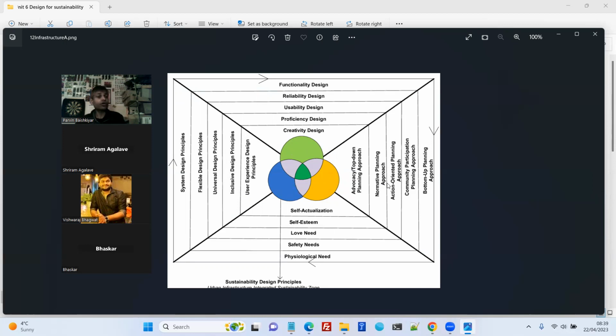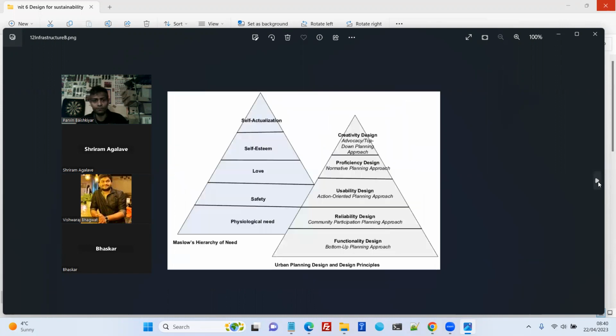And of course, we are talking about rebuilding, right? These concepts can even be applied to old cities as well, which already exist. This highlights how many things we have to think about, especially when we are building infrastructure: self-esteem, love needs, safety needs, psychological needs, sustainable design principle, system design principle, flexible design principle, universal design principle. There are a lot of things you have to look for.